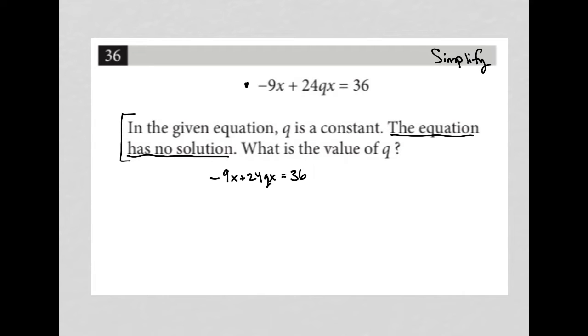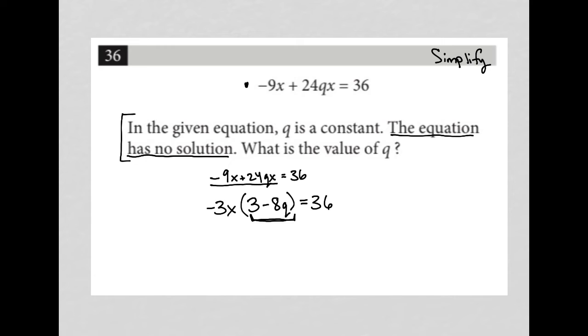So to simplify this, I can pull out a GCF from this left side. That GCF would be negative 3x. So when I pull a negative 3x out, I'm left with a 3 here minus 8q, and this equals 36. Okay, so we know this is going to give us some actual value, right? Because q is not really a variable, it's truly a constant. So 3 minus 8q is going to give us some number. That number times negative 3x will then be used to solve for x.